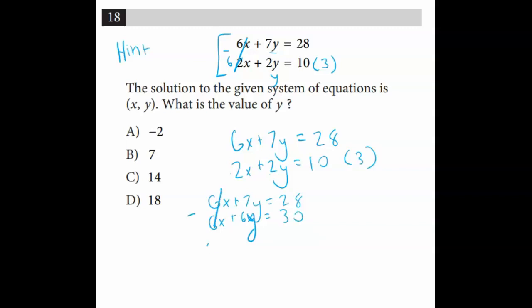And we lose these, this would turn to 0. We get 7 minus 6, we get y. And we get 28 minus 30, and we get y equals negative 2. And that is how you solve number 18. And you get A for number 18.